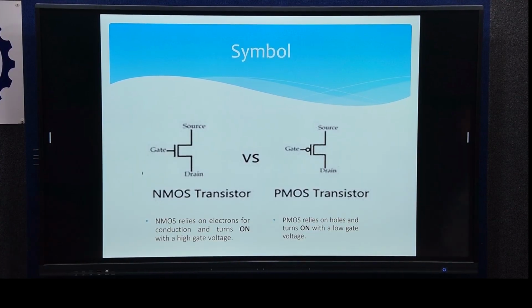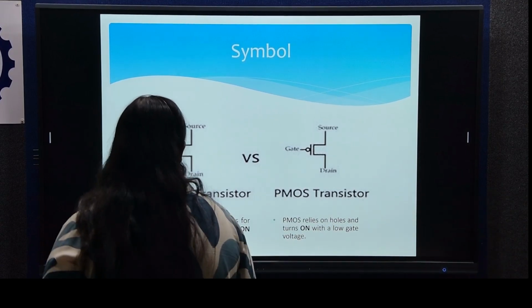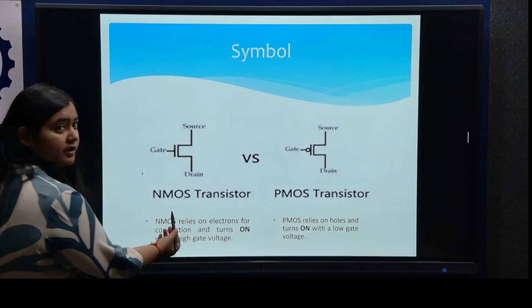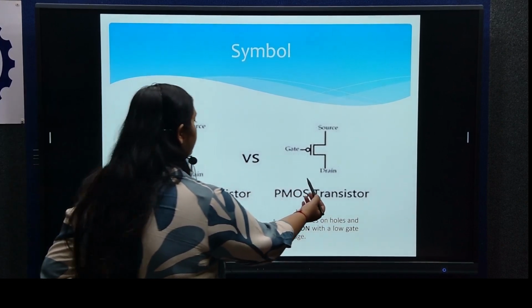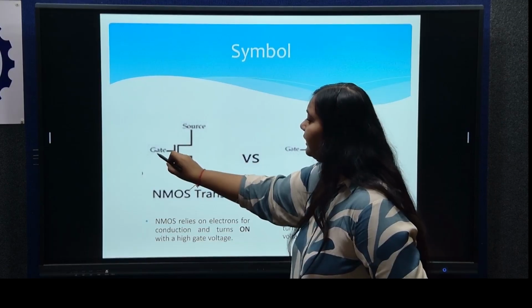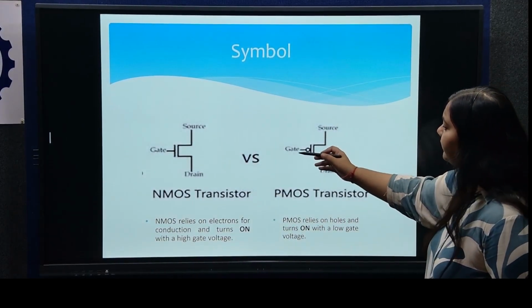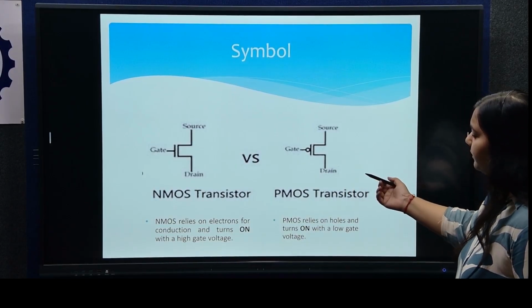So these are the symbols of the NMOS transistor and the PMOS transistor. This is the symbol of the NMOS transistor. This is the symbol of the PMOS transistor. So this is the source terminal, gate terminal, drain terminal of NMOS, and the source terminal, gate terminal, drain terminal of PMOS.